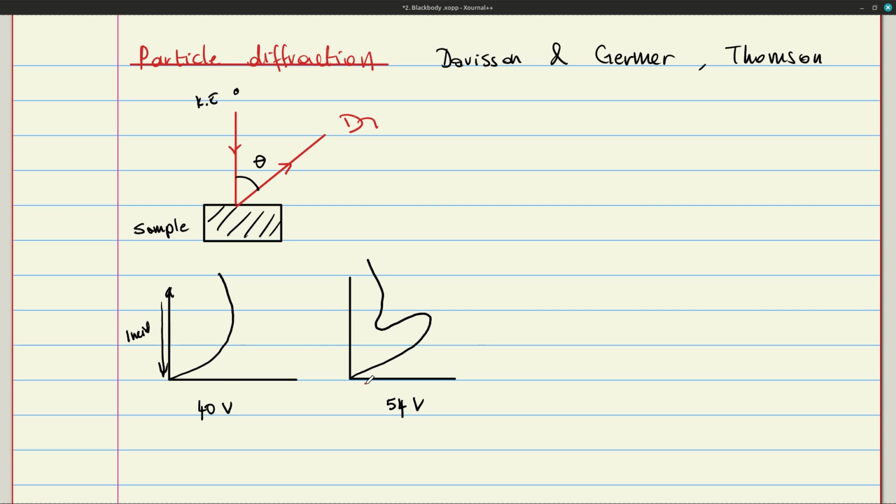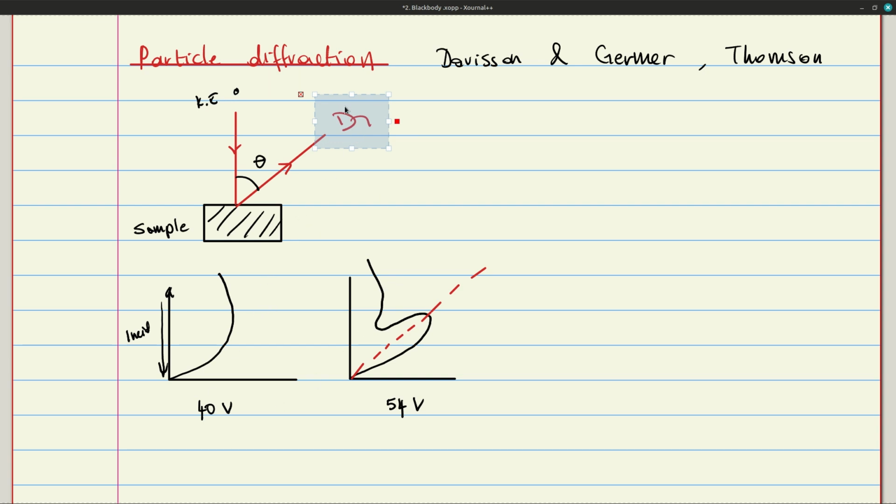And yes? Energy versus what? Energy is fixed for each experiment. For the first one it is 40 volts, the second one is 54 volts. You are just tuning the angle, right? You are putting your detector in different locations and plotting as a function of angle. But you are plotting it in a polar plot.